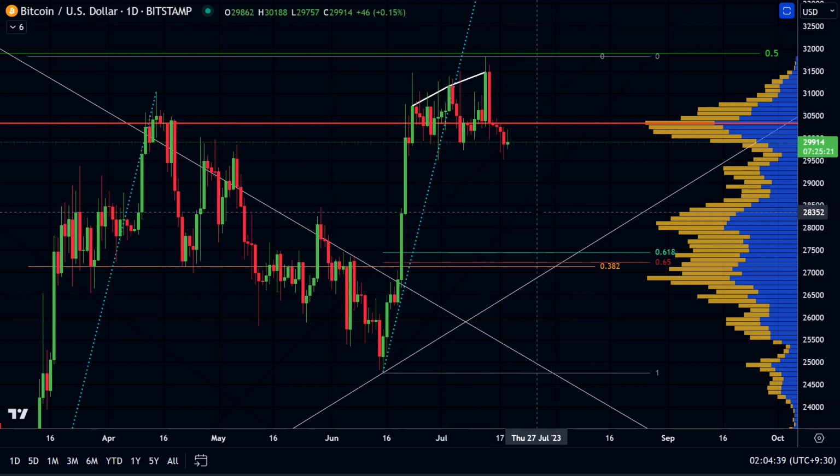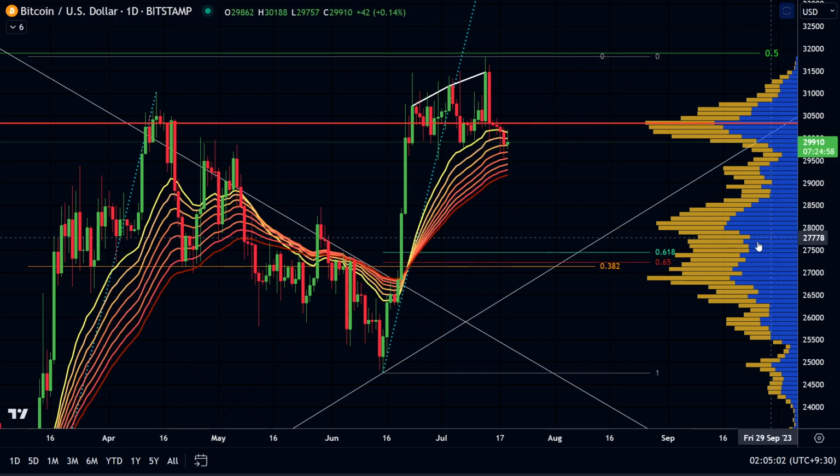Again, we could just come down to maybe this area at 28K and see a bounce. But again, we have to let it play out. I want to see that weekly close below that weekly order block. And there are some daily order blocks that I need to see us close below to get more confidence that we are going to see more of a correction here.